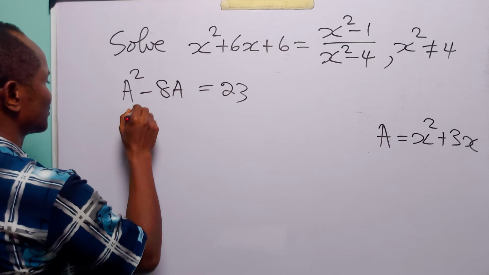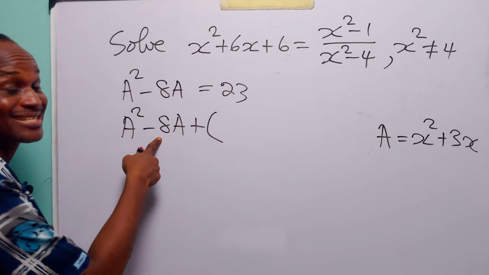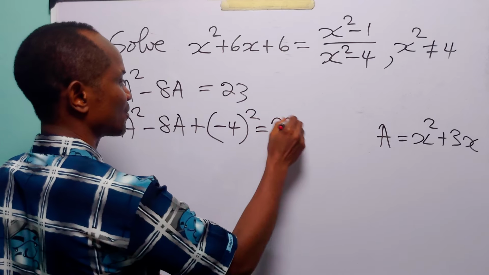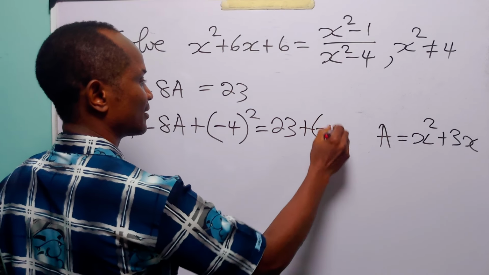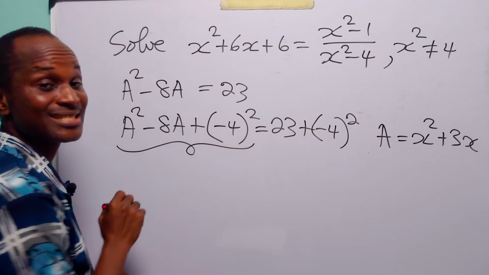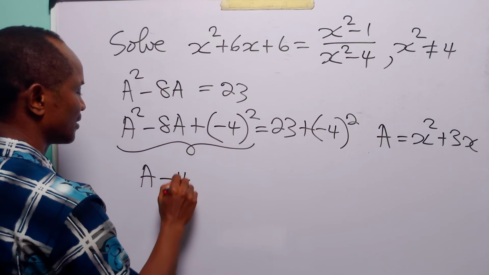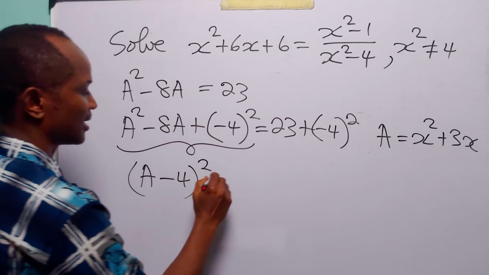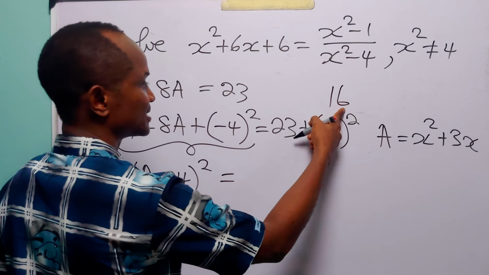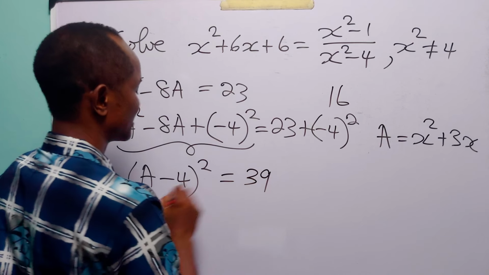When we do that, we have a squared minus 8a plus minus 8 divided by 2, which is minus 4 squared, and this is equal to 23 plus minus 4 squared. From here, of course, you know that this is now a perfect square. So we take one of this and we take one of that and we square. And this is equal to, minus 4 squared, of course, is 16. 6 plus 3 is 9. 2 plus 1 is 3.